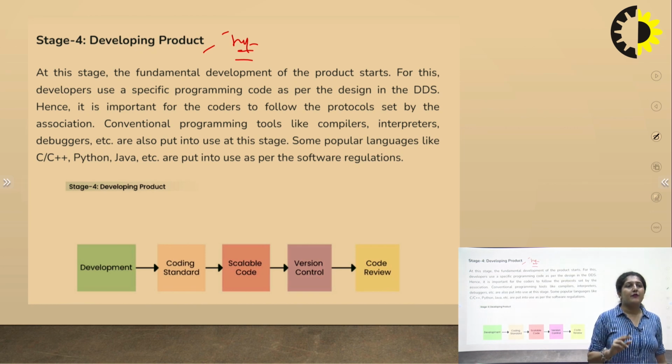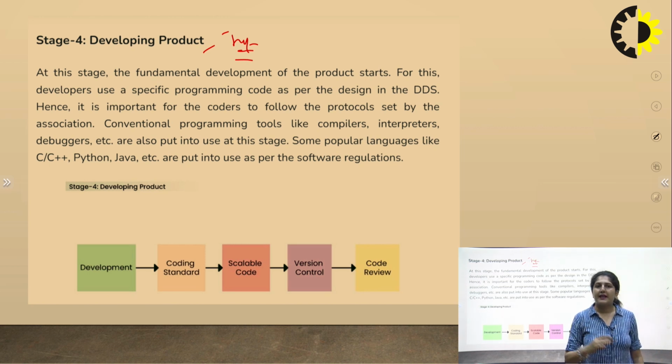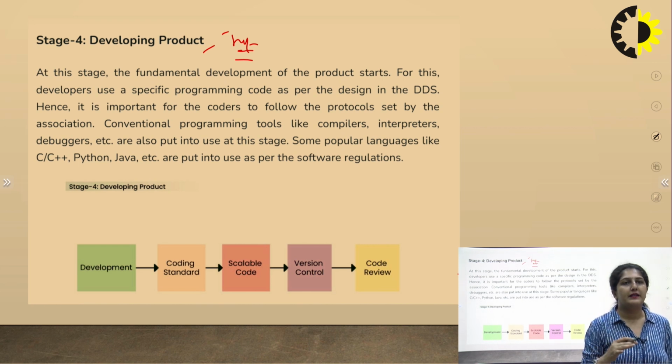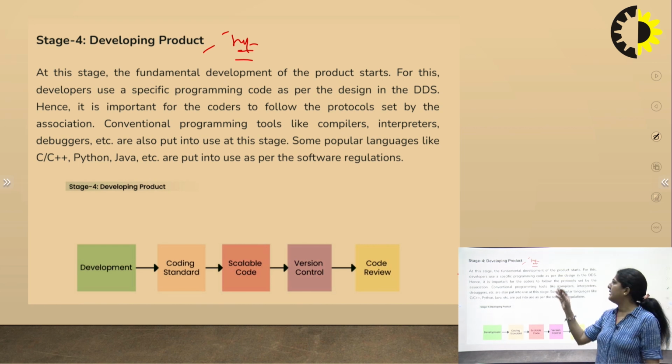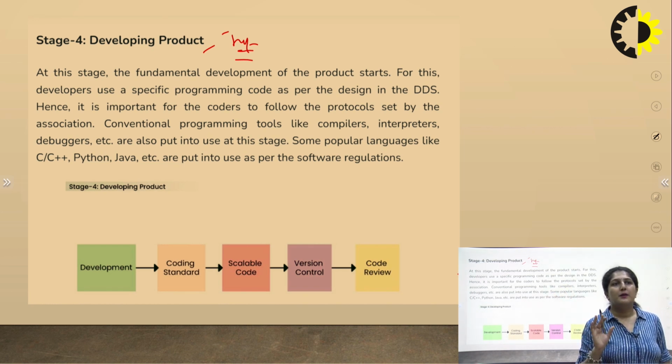Hence, what is important for the coders here is that the coder must follow the protocol set by the association. What are the protocols? On-time delivery should be there, and the coding should be done within the time period that is set, so that it does not exceed. There should not be more bugs or anything, whatever the SRS document says. So everything will be done, the coder will code under the particular set of protocols.